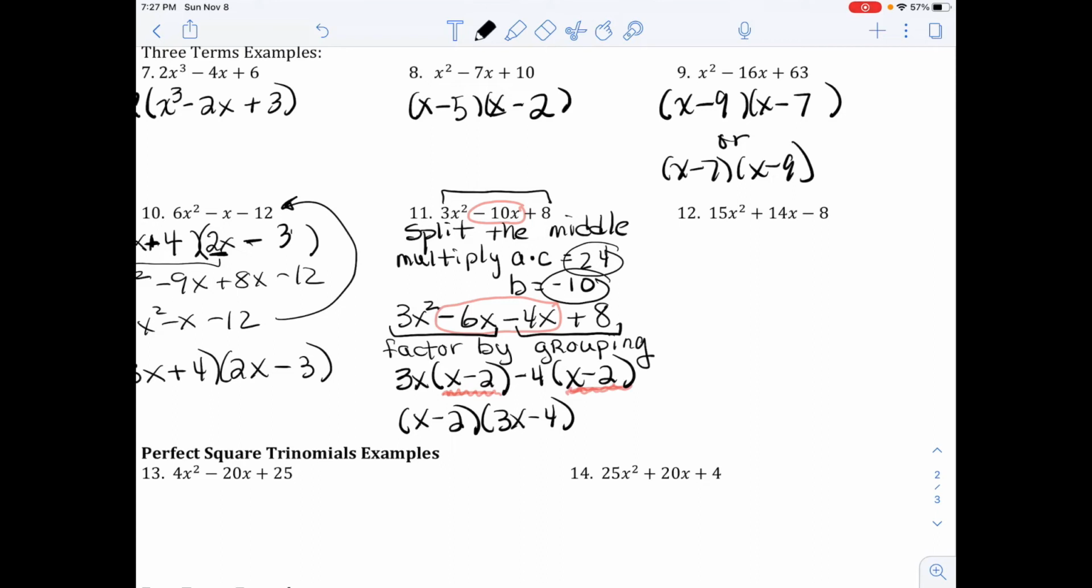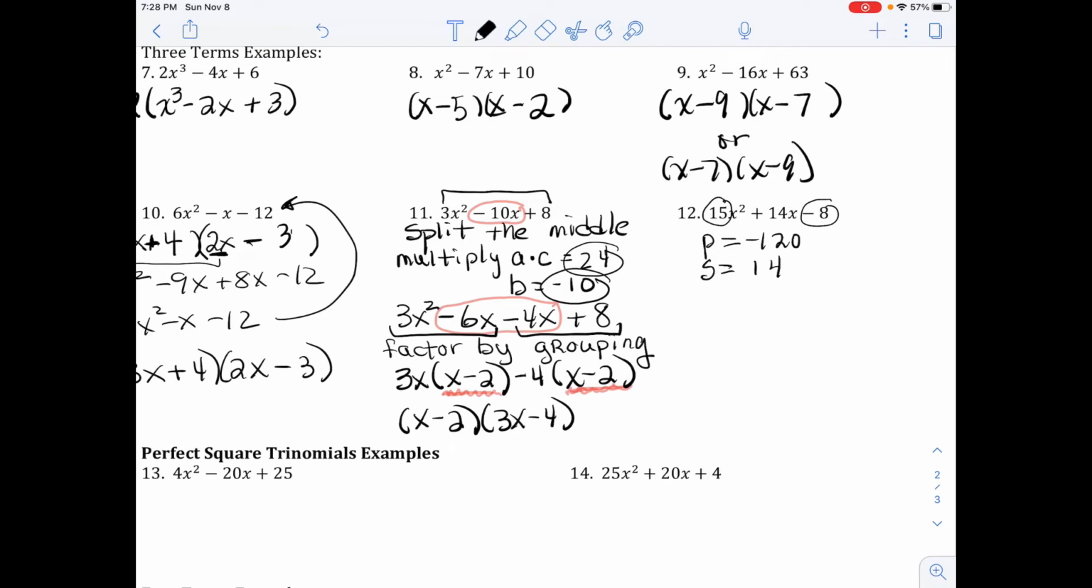So if I'm going to do split the middle, I need to multiply 15 times negative 8. So my product is going to give me negative 120, and my sum is going to be 14. So the sum is the middle term. The product is the first and the third. Let me just check my work there. 15 times negative 8 is negative 120. All right, so now product of negative 120.